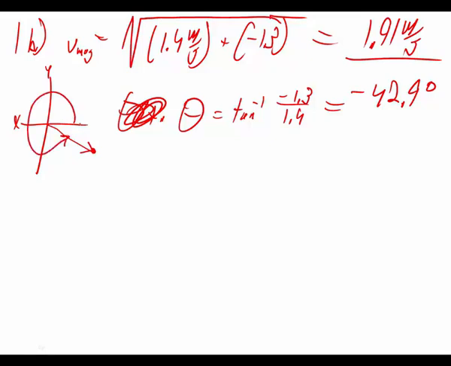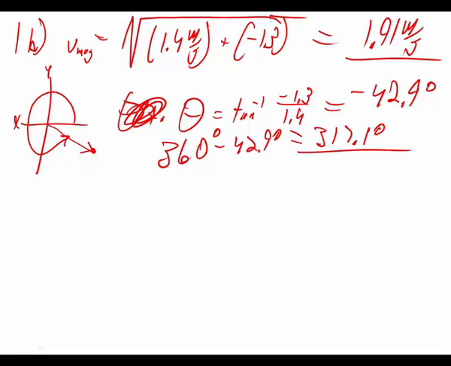And so what quadrant is that in? It's in the 4th, and it's negative. So what do I do? I say 360 minus 42.9 is equal to 317.1, right? And that's what we want to see. And does that make physical sense? Well, sure it does.